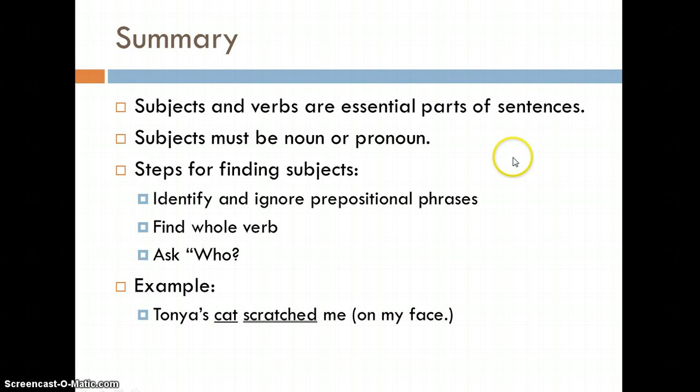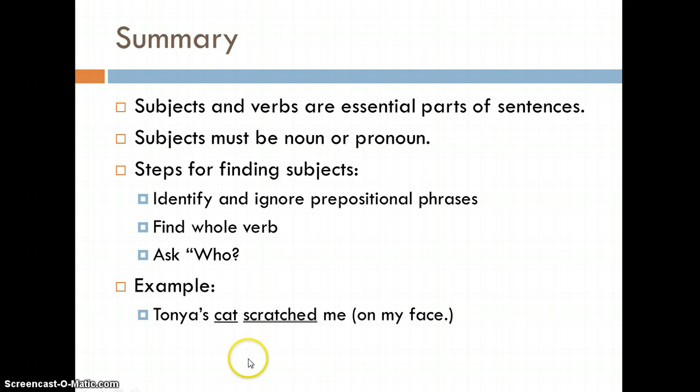So here's a summary. Subjects and verbs are essential parts of sentences. We can't have a sentence without subject and verb. Subjects must be nouns or pronouns. Here are our steps for finding subjects. First, we're going to identify and then just ignore prepositional phrases. Then we will find the whole verb. And last, we'll ask who or what with the verb.